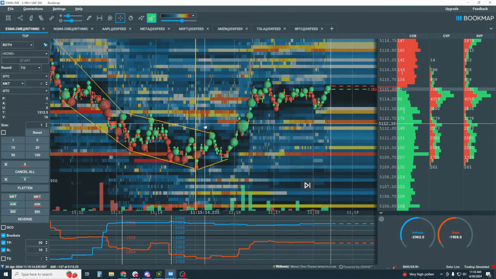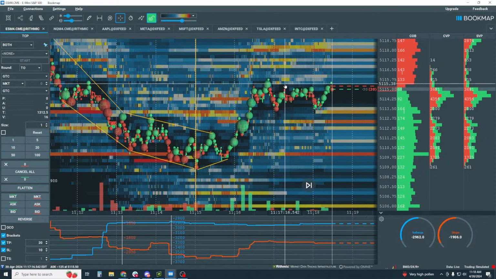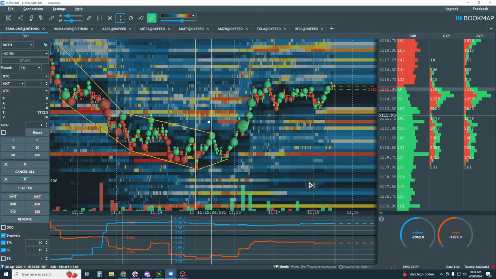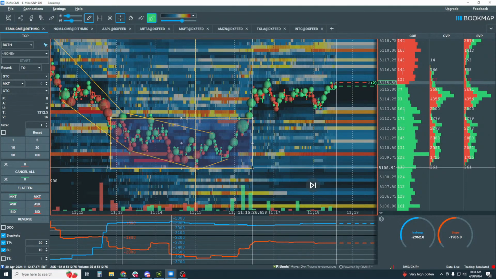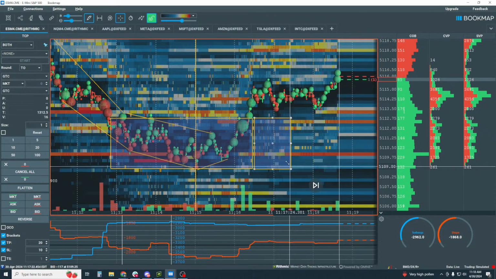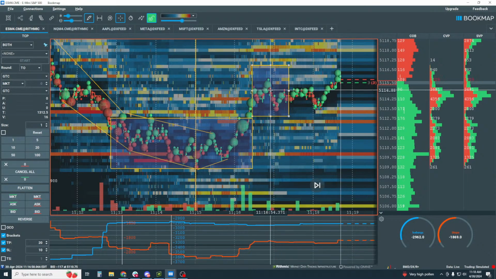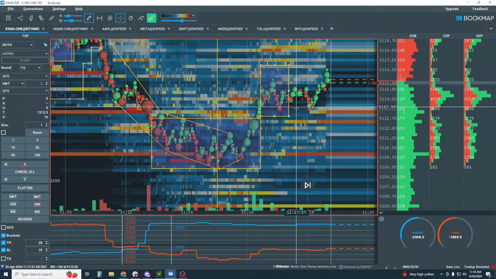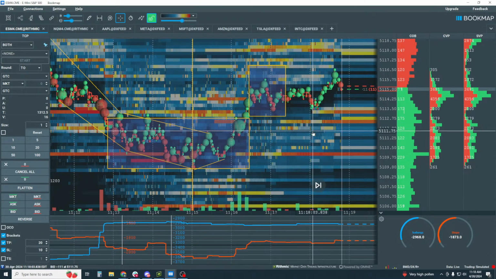Okay, now this move is done. It's done its move. All right, here's why. Maybe it's got a little more gas in the tank. It's pretty much done though. So we look for something else now.